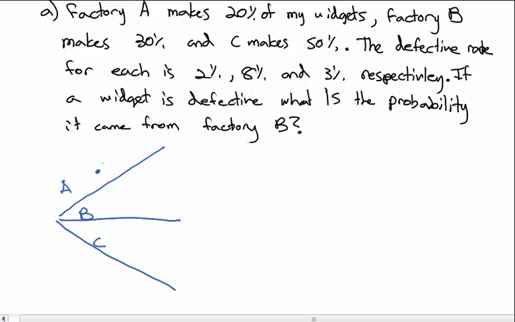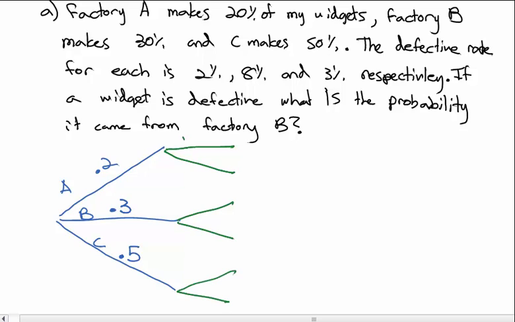Factory A made 20%, so its probability is 0.2. Factory B makes 30%, its probability is 0.3. And factory C, its probability is 0.5. Once we do that, we've got two options for each. It's either defective or it works. From A, the probability that we're defective is 0.02, 2%. Which means if we subtract from 1, the probability it works is 0.98.